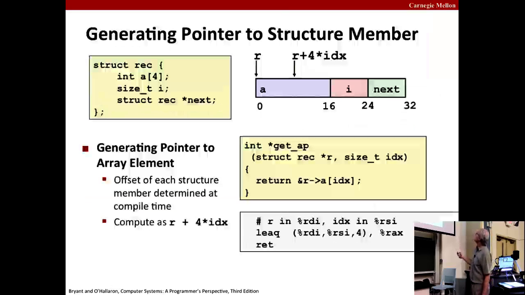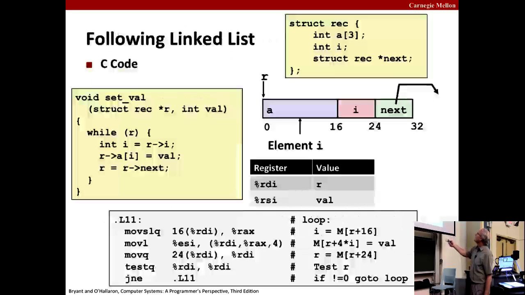Actually, I think that's a typo. A is supposed to be 4. Regardless, if I is 4, it would access itself, yeah, and it would mess things up. Question? This is a typo, by the way. It should be A of 4.